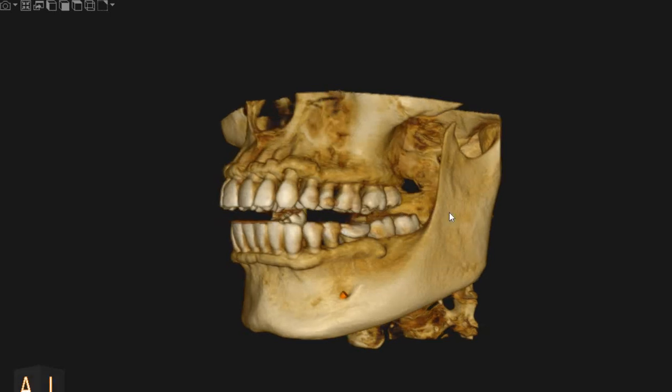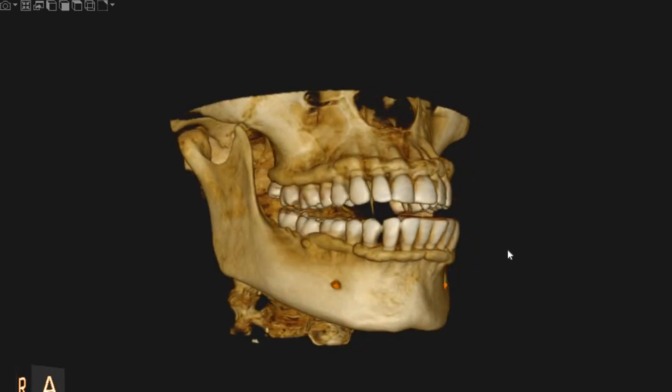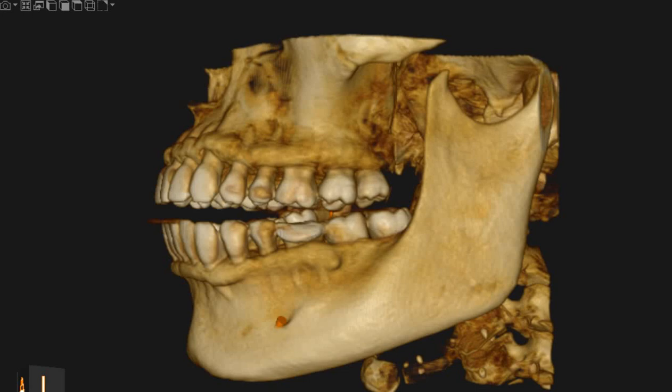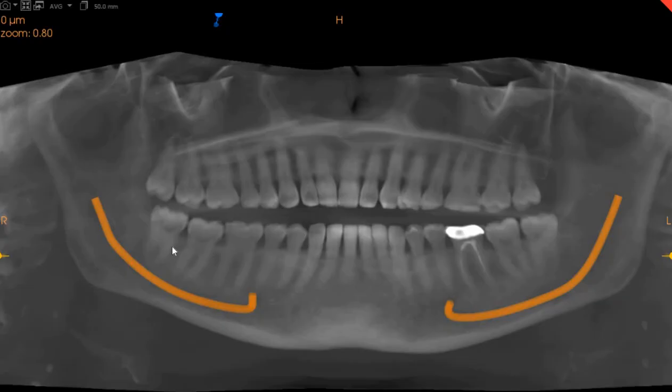This is the CBCT of the patient that you had requested. The area of interest is the lower right third molar and the lower left third molar. On the panoramic view, you can see that the lower right third molar apex is primarily close to the inferior alveolar nerve canal, whereas the lower left third molar apex seems to be relatively far away.